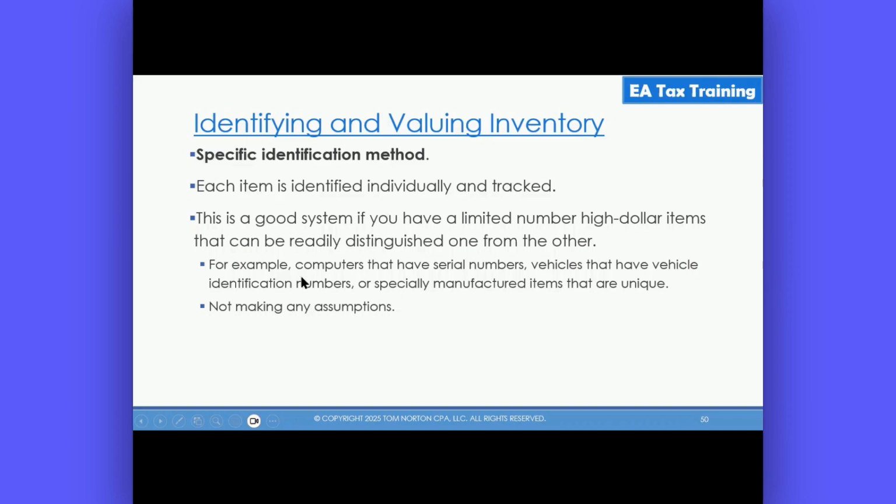Unfortunately, it's not practical for many businesses. Think about a hardware store that sells hammers and nails and screwdrivers. They're buying them all the time, they're selling them all the time. How do you know when you sold this hammer versus that hammer? It's not easy to specifically identify it. In essence, it's impossible. Or think about buying a bunch of nails. How do you know which nail you paid what for? So we can't use this, but for those items that you can use it for, it is a great method to use.